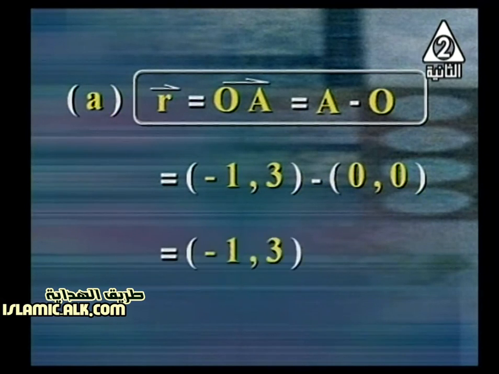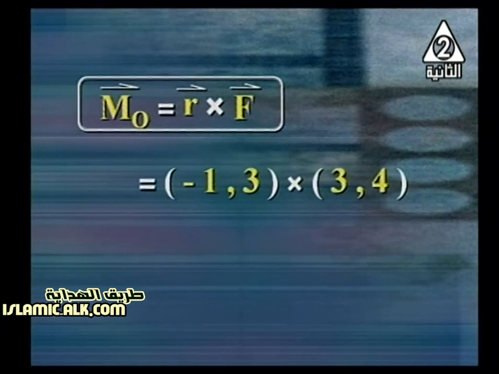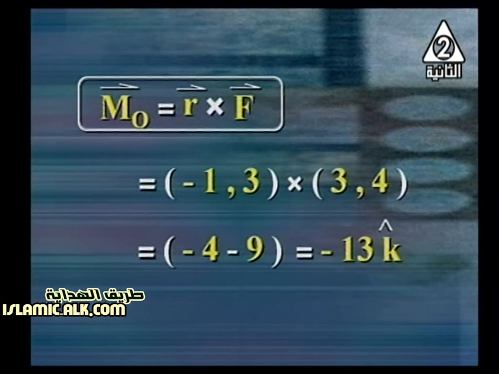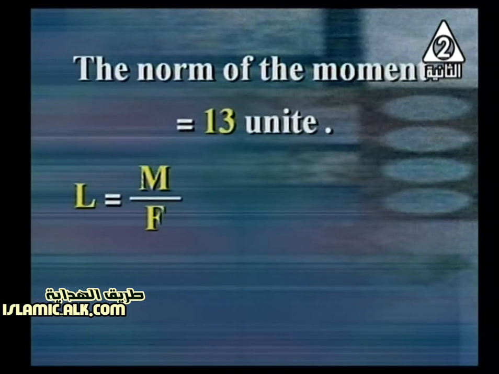Look at what the rule is. The moment of the body about the center O equals R vector cross F vector. (-1, 3) cross (3, 4). We multiply -1 times 4 minus 3 times 3, which equals -13K. After that, for the norm of the moment, we take the absolute value of -13, which equals 13.